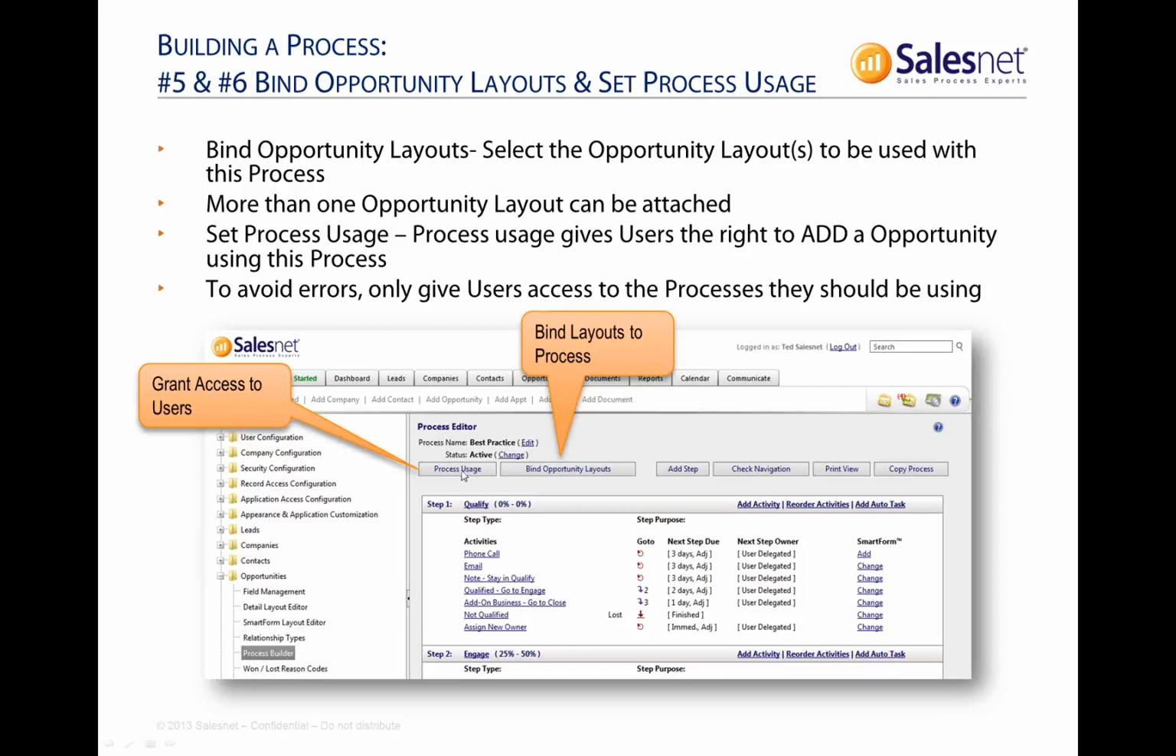So assign access to the process by PTU. Again, the scenario is my service division has a service process, and I only want them to be able to pick it. My inside sales group has an inside sales process, and I only want them to be able to pick that process. So that's why you might make your usage a little different if you were trying to satisfy different organizations. And then here's where we bind our layout.